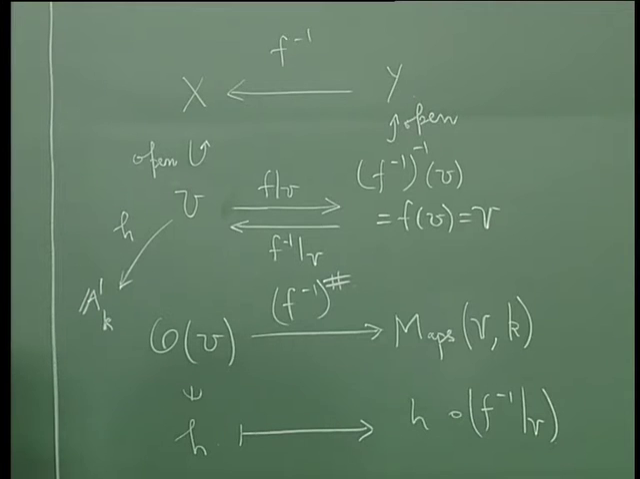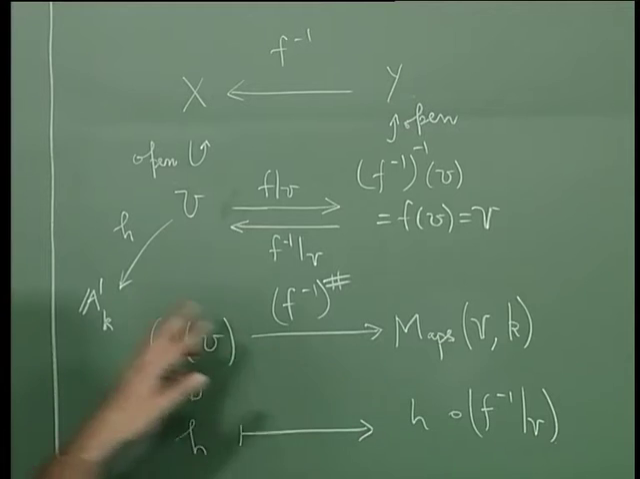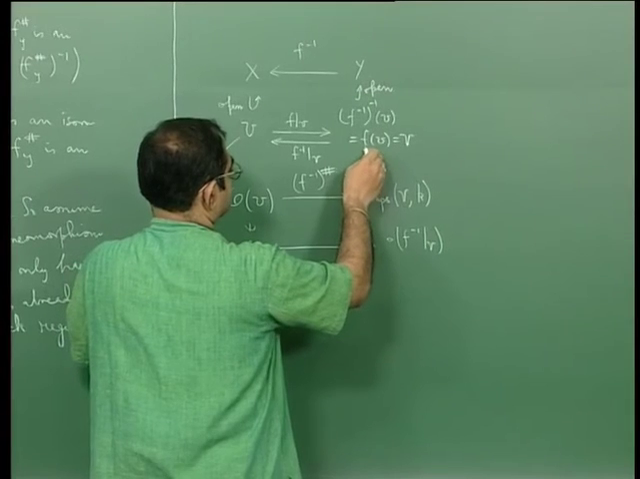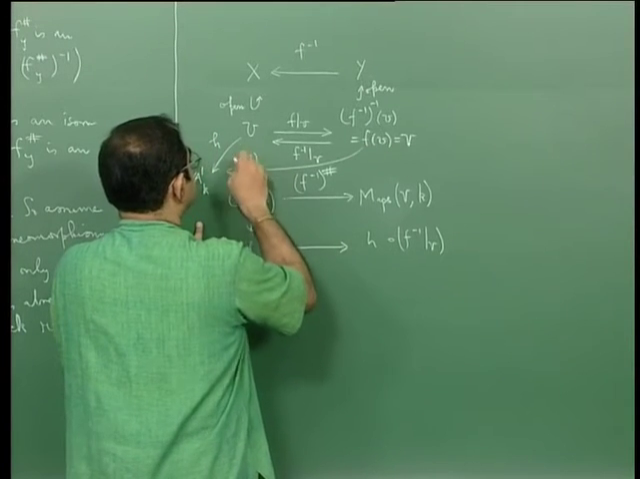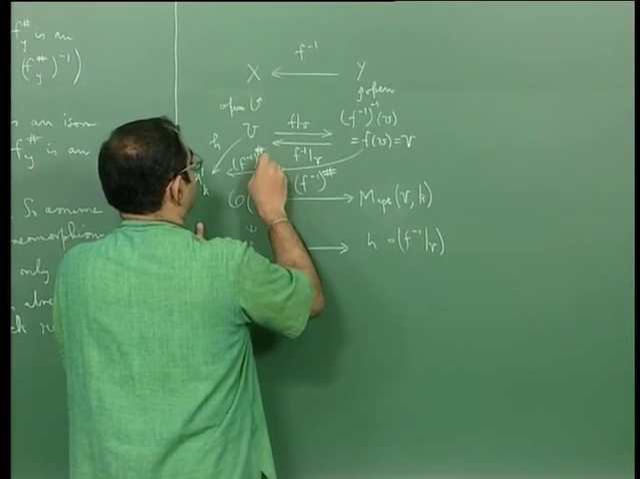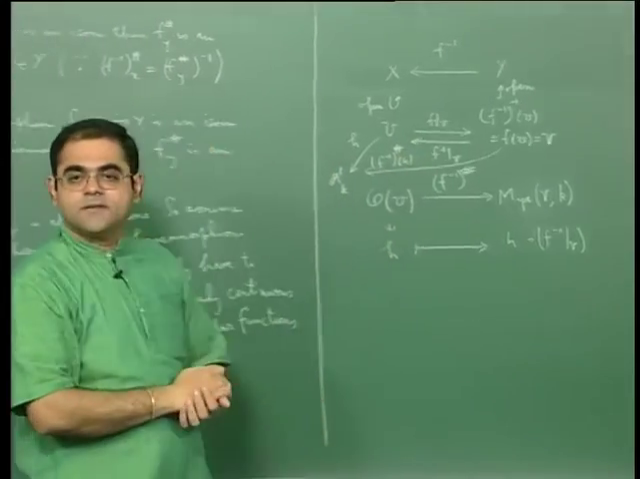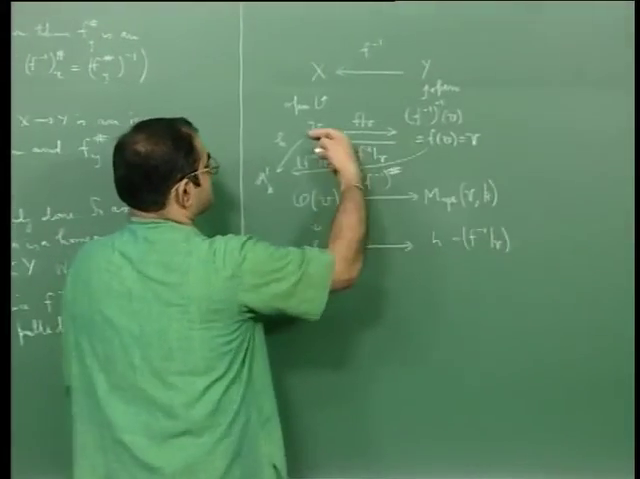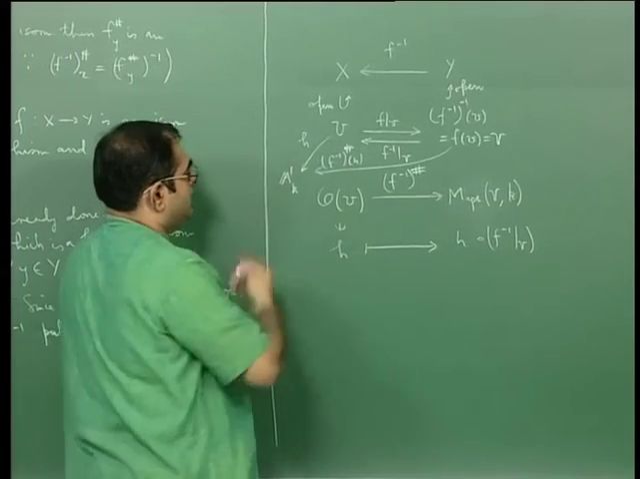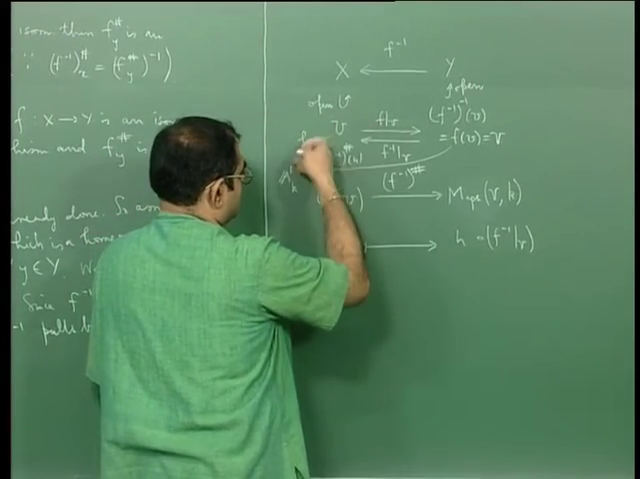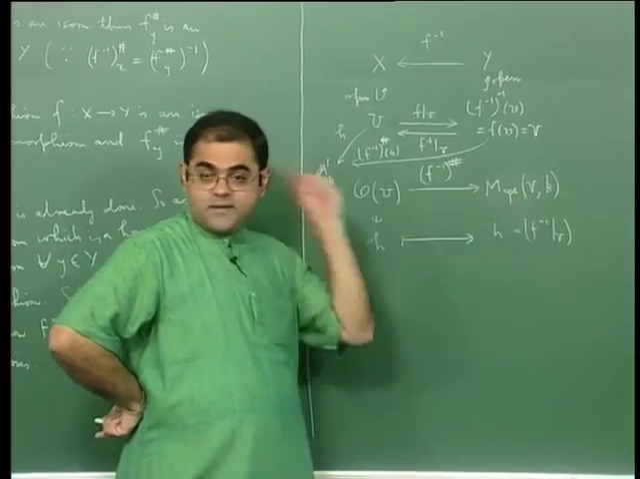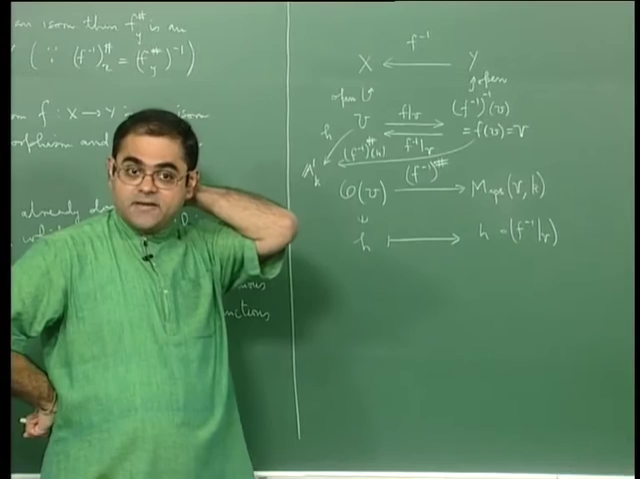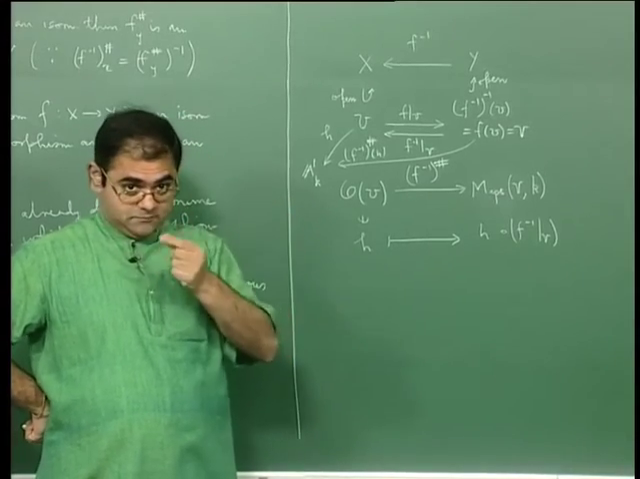And now the composition is this, so it's a map like this. This is F inverse hash of H, okay. It is just this F inverse followed by this H. I pull back the regular function H to a function on V, and I'll have to show that this function on V, this function from V with values in K, it's not just a function. I have to show it's regular.